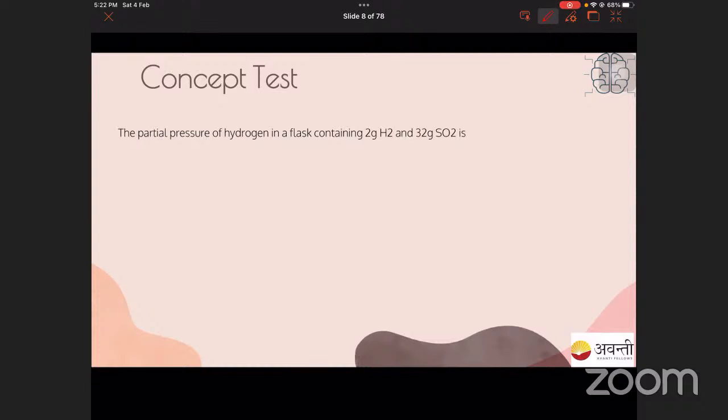Let's continue. Now here, what is given? The weight of H2 gas is given, that is 2 grams. Next, the weight of SO2 is given, that is how much? 32 grams. Now, first thing, convert the weight into number of moles. Number of moles of H2 is equal to 2 grams given, divided by how much? The molecular weight of hydrogen is 2. So the number of moles of hydrogen is 1 mole.